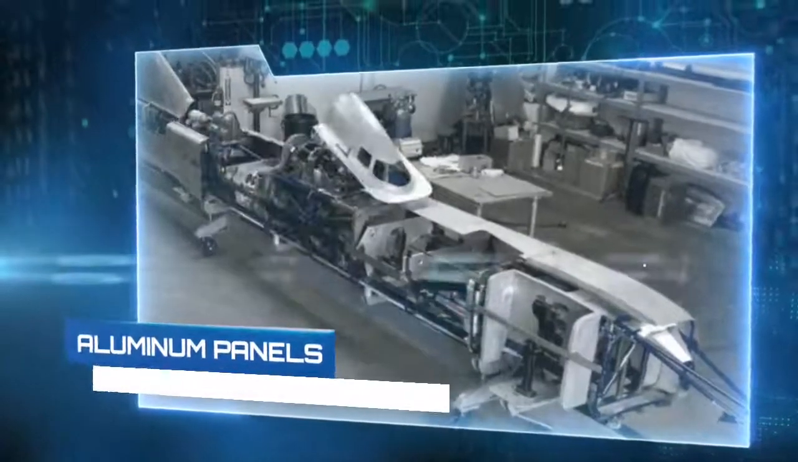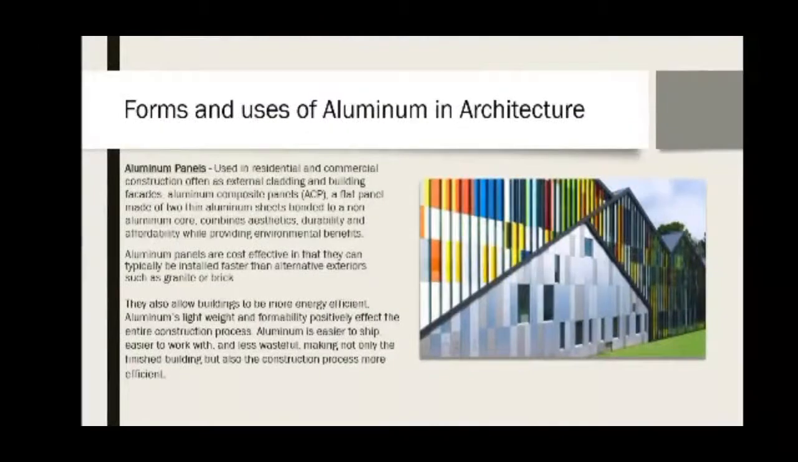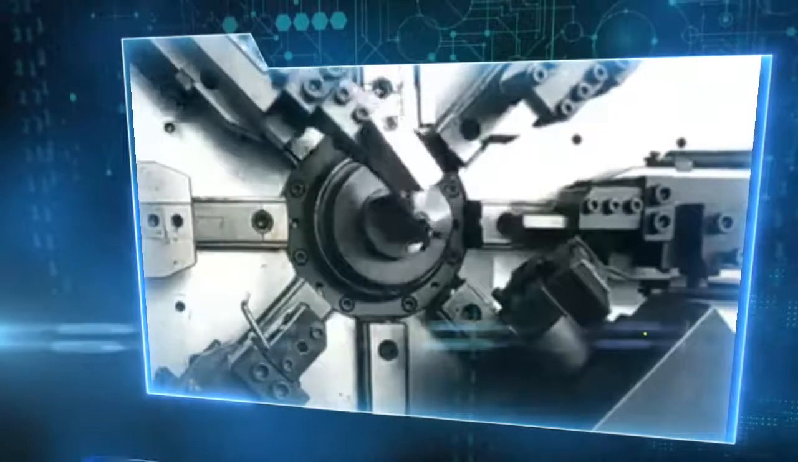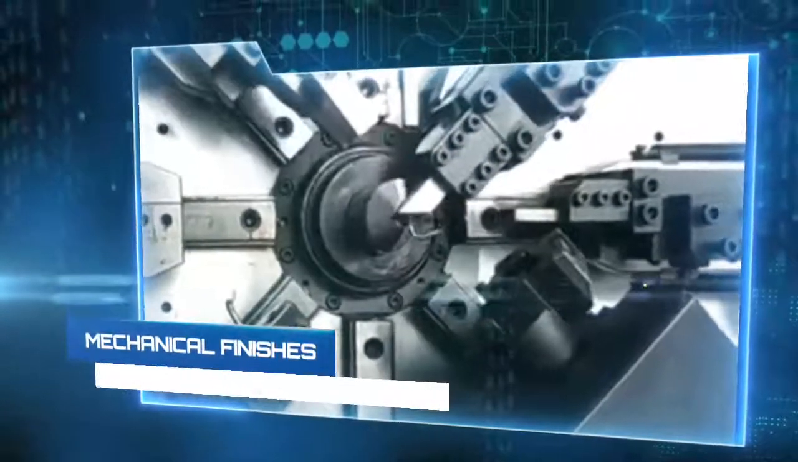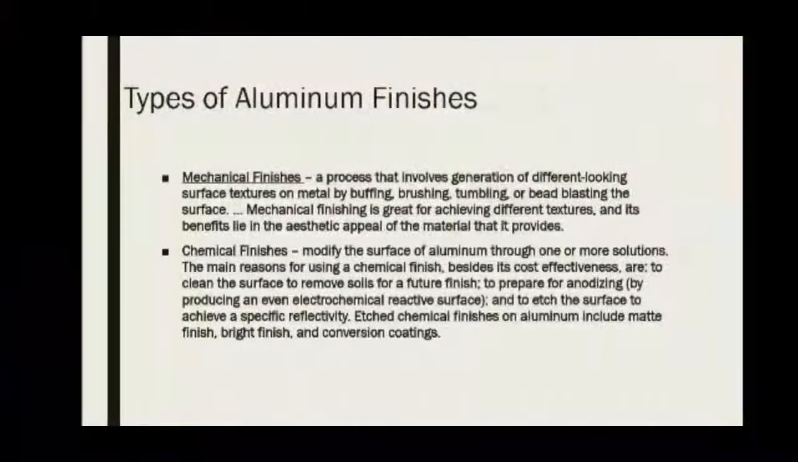Aluminum panels. Used in residential and commercial construction, often as external cladding and building facades. Mechanical finishing is great for achieving different textures, and its benefits lie in the aesthetic feel of the material that it provides. Chemical finishes modify the surface of aluminum through one or more solutions.